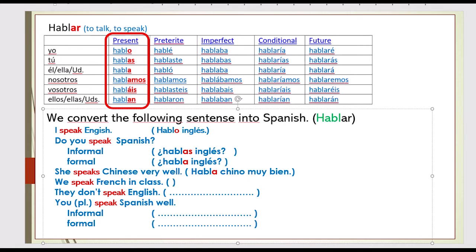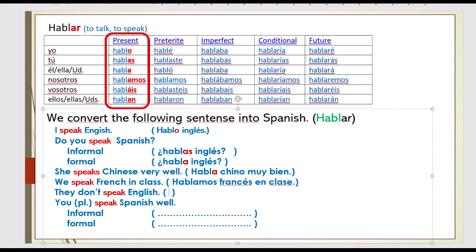The next example is: we speak French in class. I use nosotros. Speak, hablamos. French, francés. In class, en clase. So the sentence will be nosotros hablamos francés en clase. You can drop the pronoun nosotros and leave it as hablamos francés en clase. We speak French in class.